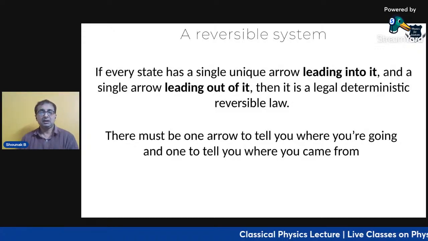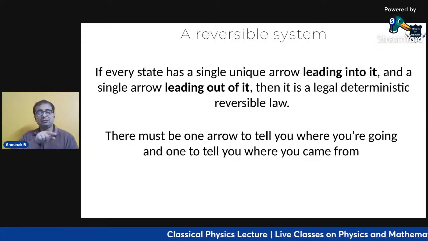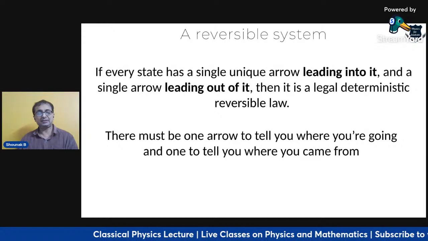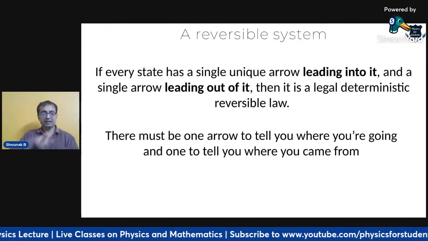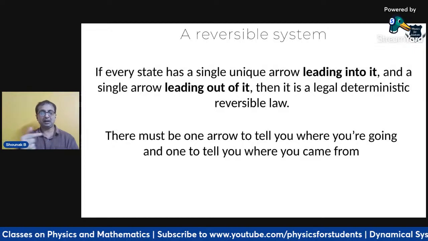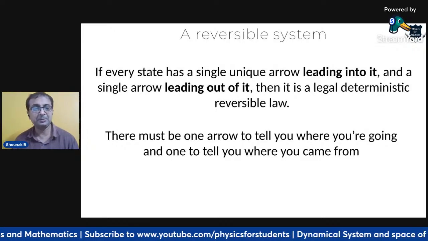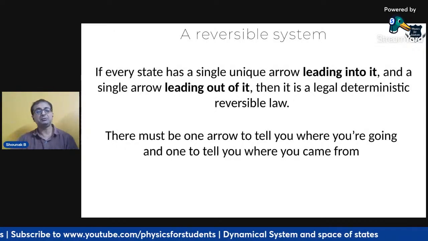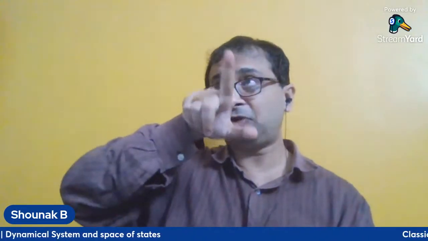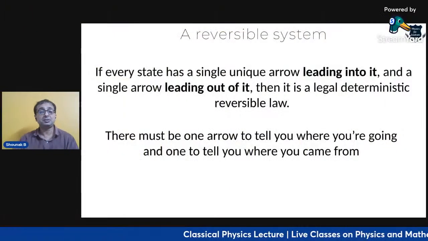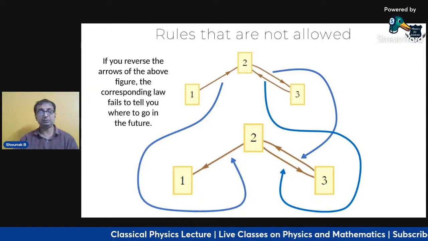So how do we frame that? Simple formula: if every state has a single arrow leading into it and a single arrow leading out of it, then we call it a deterministic system. That means there should be an arrow into it and an arrow outside. So there must be one arrow to tell where you are going and one arrow to tell where you came from. In the case of a photon which is being emitted, I get one arrow going out of that photon, but I don't have an arrow which is moving it back. That means it is not a classical system. You see how beautiful it is.